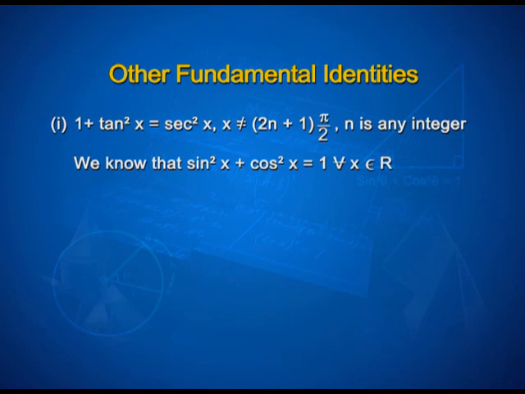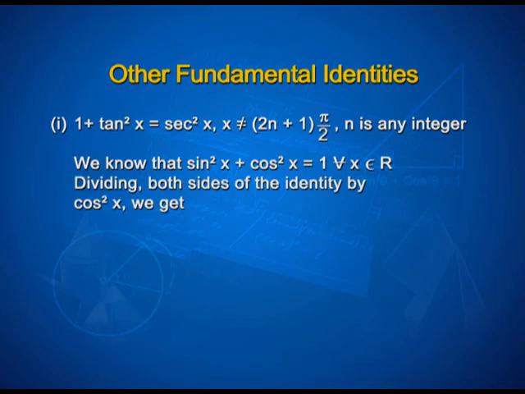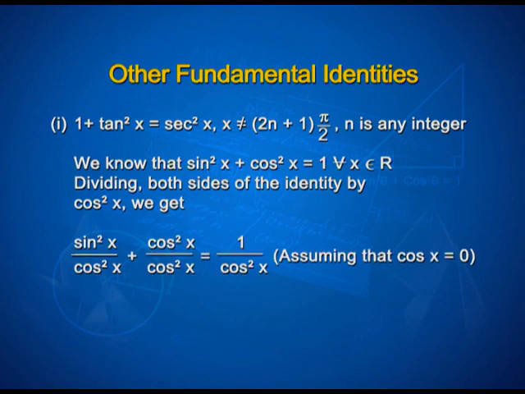This we will do by dividing both the sides of the identity by cos square x. We get sin square x upon cos square x plus cos square x upon cos square x is equal to 1 upon cos square x, assuming that cos x is not equal to 0. So, obviously, what is sin square x upon cos square x? You already know it, it is tan square x. Thus, we have the identity tan square x plus 1 is equal to sec square x.